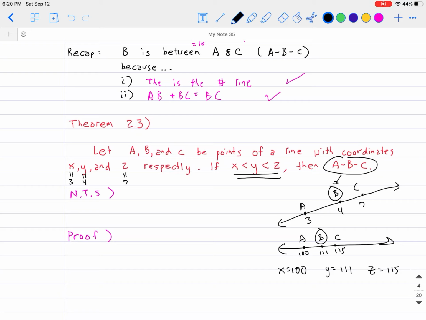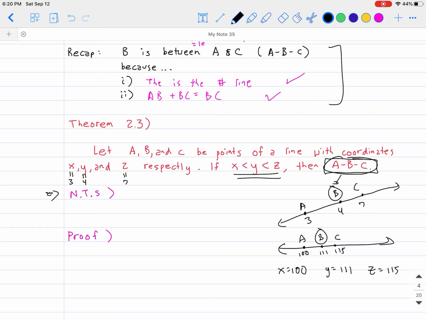All right, but there you go. That's what the theorem says. And now let's go ahead and see if we can prove it using what we know so far. Okay, so remember, what I need to do is prove that B is in between A and C. So over here, I'm just going to write down what it is that I need to show.